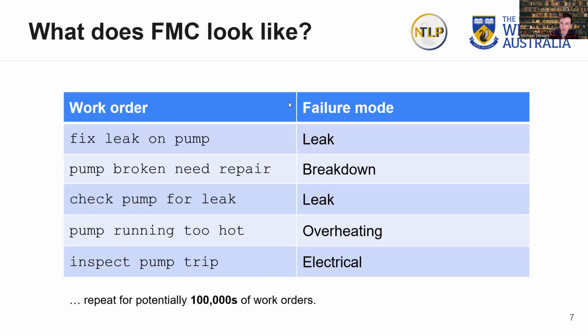So here's an example of what failure mode classification looks like. On the left-hand side, we've got work orders. So fixed leak on pump, pump broken, need repair, and so on, as we saw with the echidna.